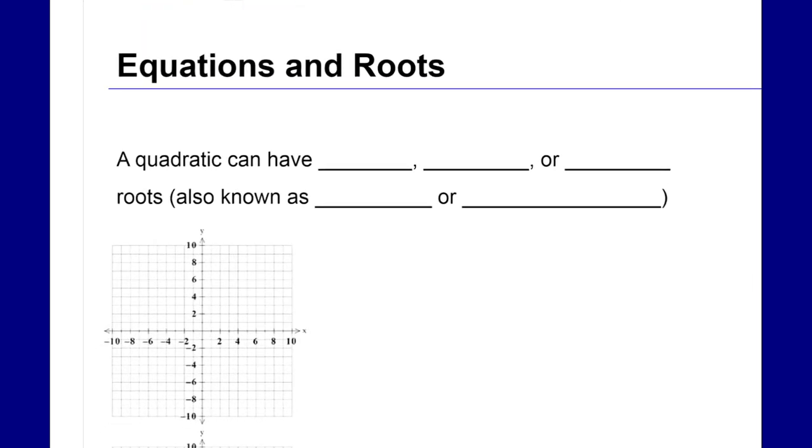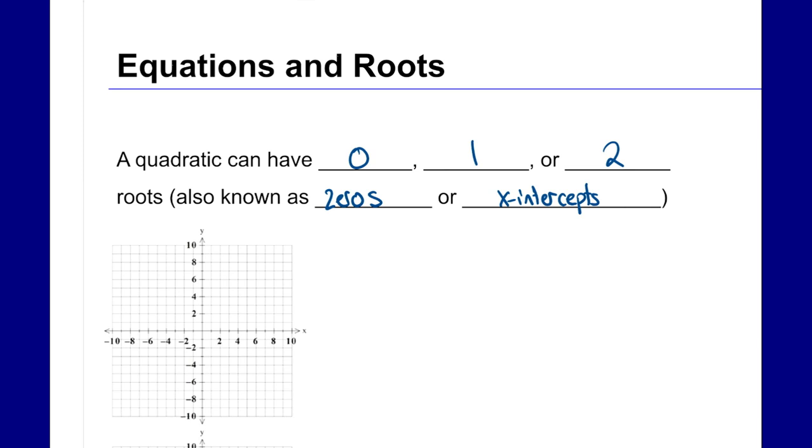So a quadratic can have none, or we could say 0, 1, or 2 roots. And when we talk about roots, we're referring to our zeros. I'm just gonna write that here because it's a smaller space. Our zeros or the x-intercepts. So again, this idea is just how we can go from standard form to factored form by factoring. And when we go from standard form to factored form, we can find our x-intercepts.